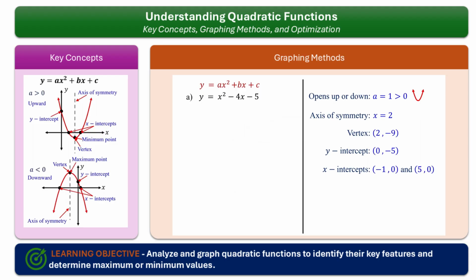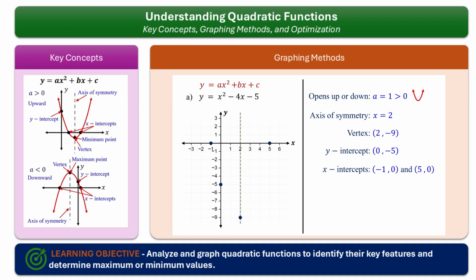Now that we have almost all the points we need, the next step is to plot them on the graph. The axis of symmetry is the vertical line x equals 2. The vertex is the point 2, negative 9. The y-intercept is the point 0, negative 5. The x-intercepts are the points negative 1, 0 and 5, 0.